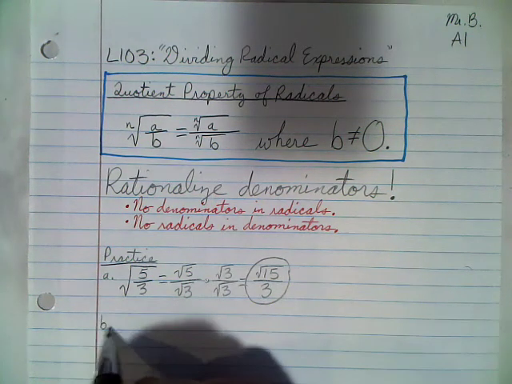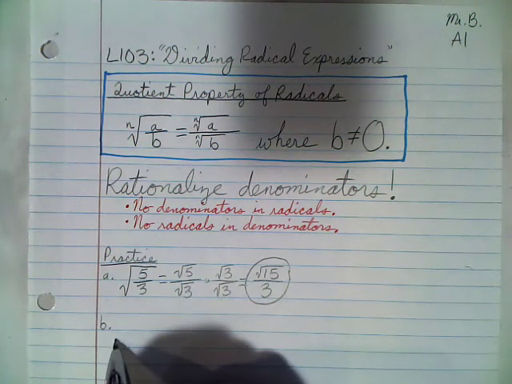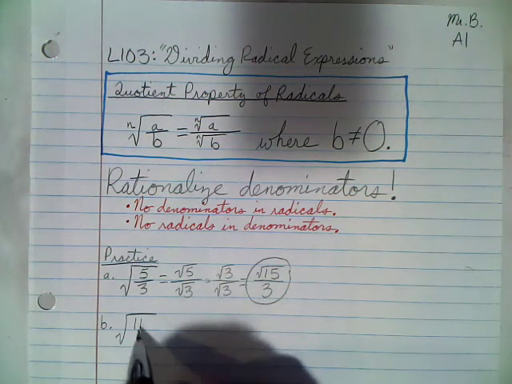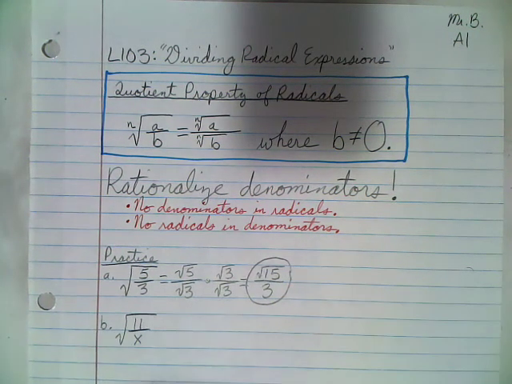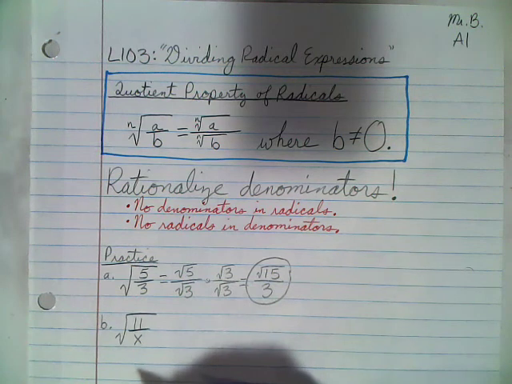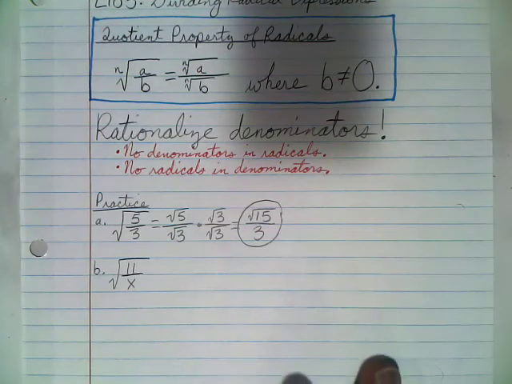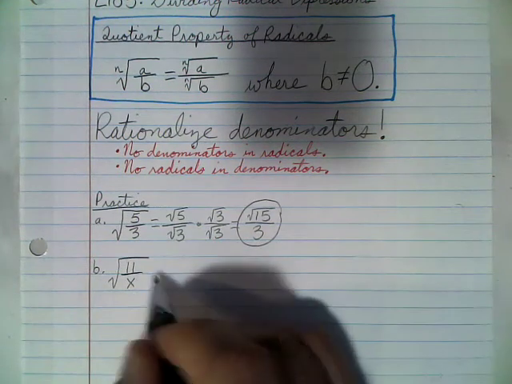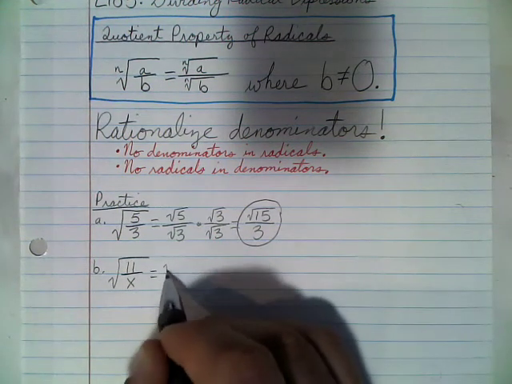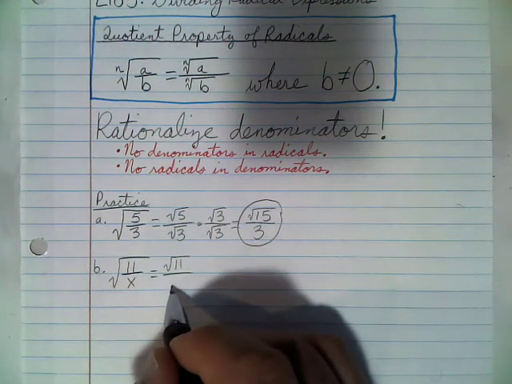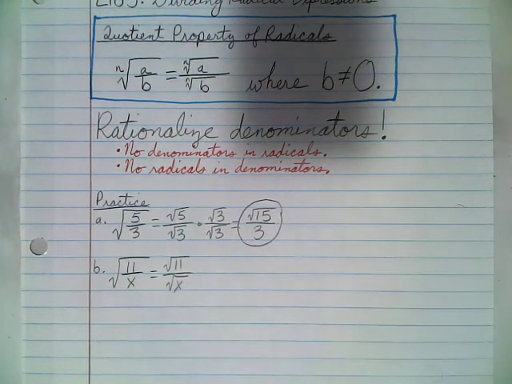So for B, I have the square root of 11 over x. Now the directions told us to assume that all variables are non-negative numbers. So as long as it's non-negative and not 0, we're okay here. So if that was a negative, we'd have no real solution. So ladies and gentlemen, this then would be the square root of 11 over the square root of x.